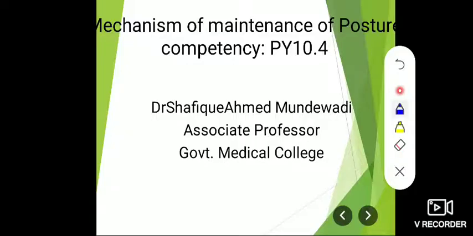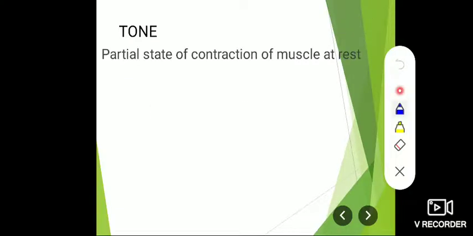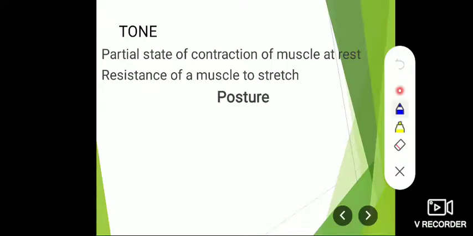In the previous lecture, we learned regarding physiology of muscle tone. So, what is tone? It is basically a partial state of contraction of muscle at rest, or resistance of a muscle to a stretch. Now, let's see what posture is.